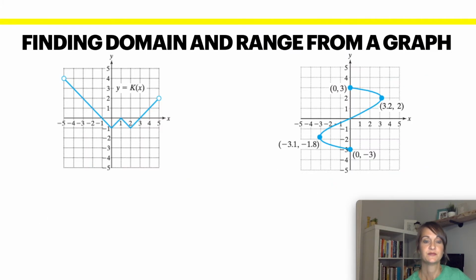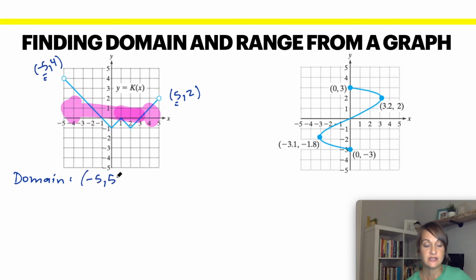Now, to find the domain and range from a graph, for the domain you're looking for how far left the graph goes and how far right the graph goes. The farthest left coordinate point is (-5, 4). The farthest right coordinate point is (5, 2). So you're looking at the x values for the domain. The domain goes from -5 to 5. It is a parentheses because these open circles mean that it does not include those x values. It's all the values that are in between.